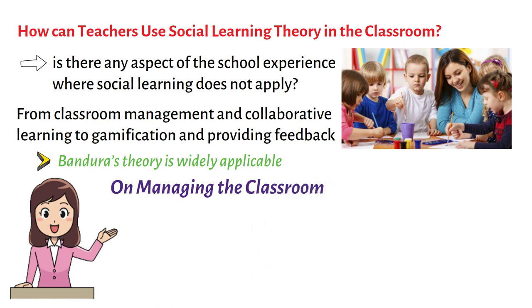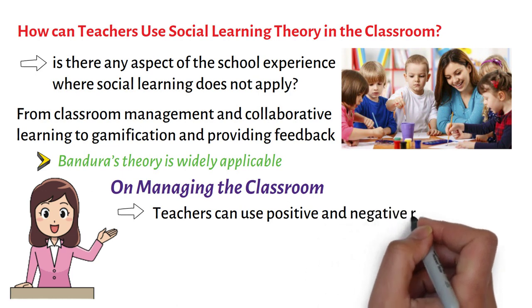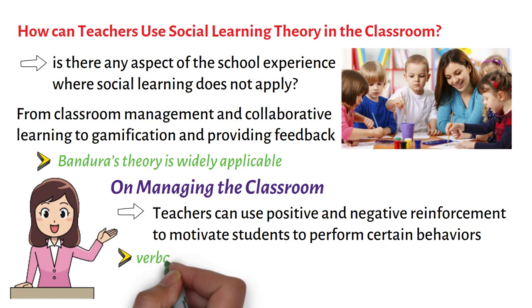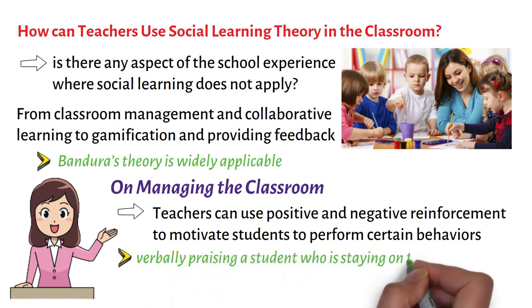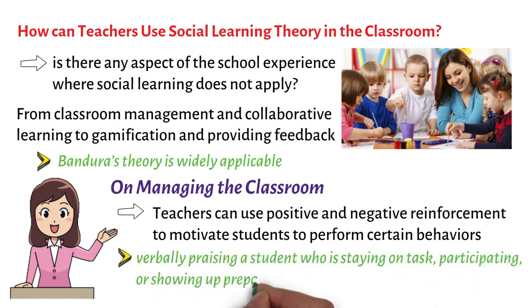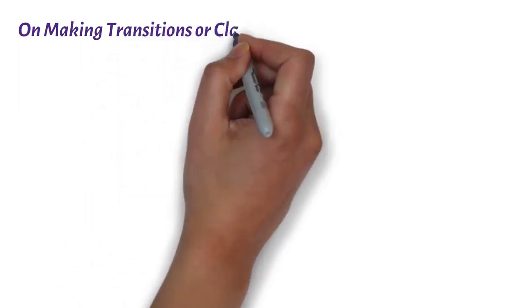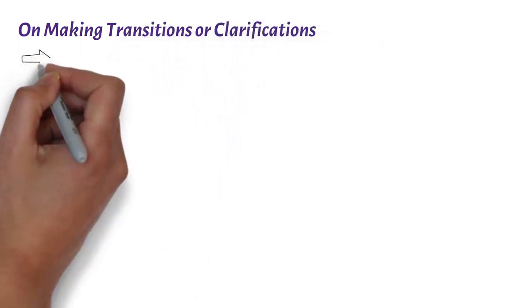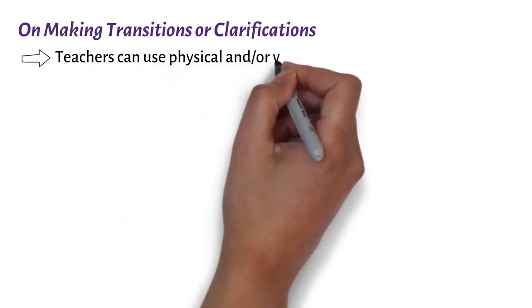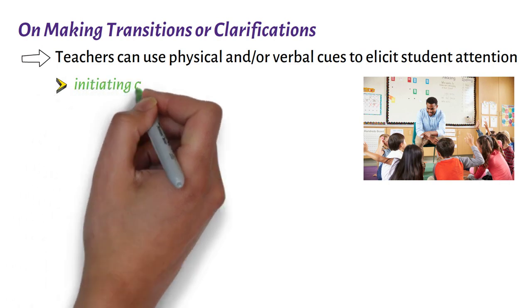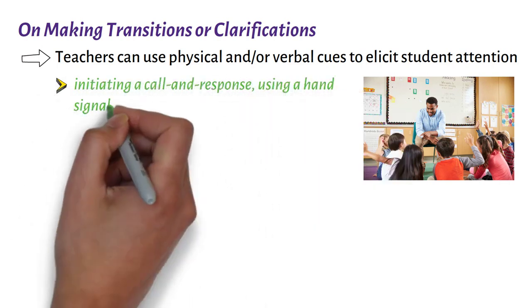On managing the classroom. Teachers can use positive and negative reinforcement to motivate students to perform certain behaviors, for example, verbally praising a student who is staying on task, participating, or showing up prepared to learn on a consistent basis. On making transitions or clarifications. Teachers can use physical and/or verbal cues to elicit student attention, for example, initiating a call and response, using a hand signal, or pointing to an object.